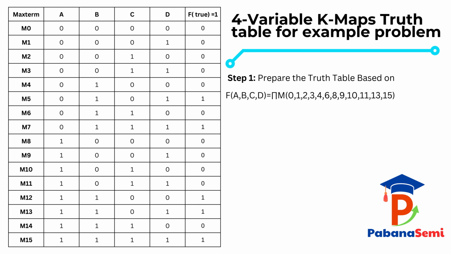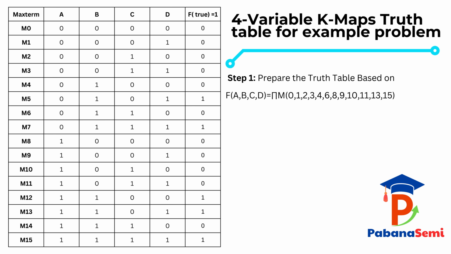Observing the ones in the table, based on this rule, the function output f equals 1 at m5, m7, m12, m14. All other rows have output f equals 0, exactly as shown in the table.